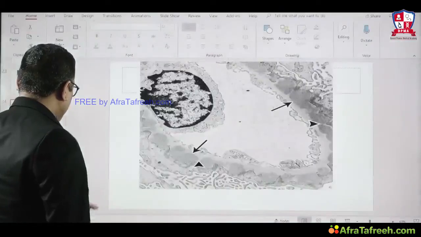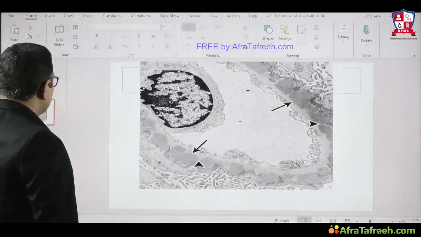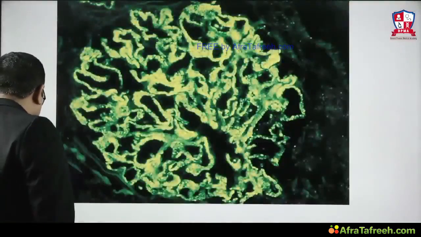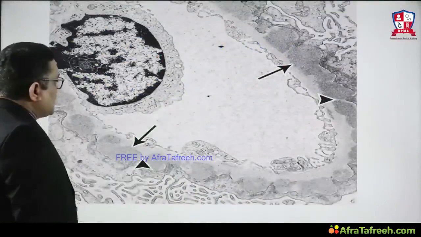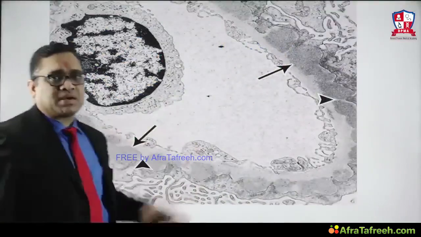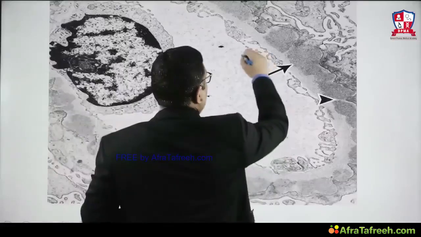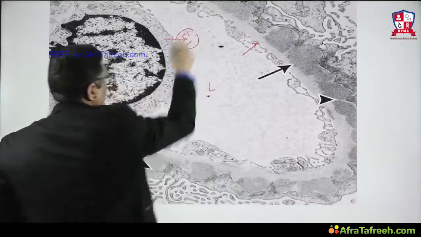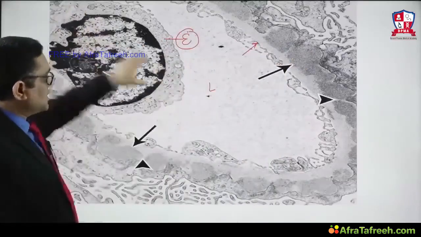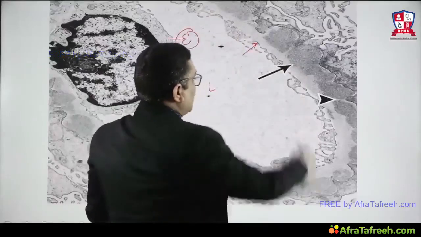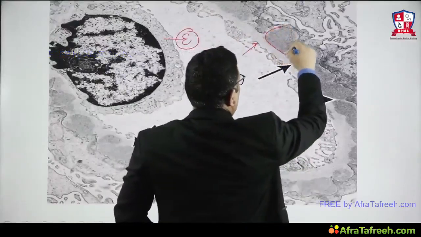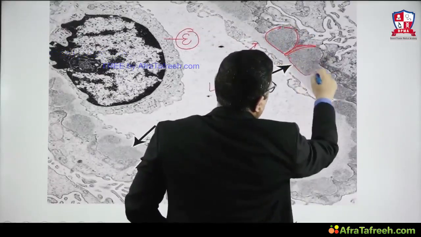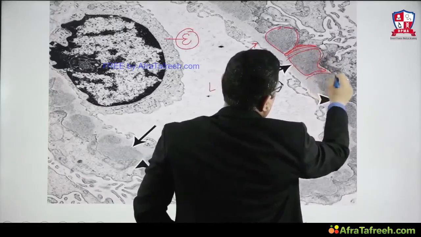Look at the microscopic view. When you are seeing electron microscopy, look at this electron microscopy. This was a previous year AIIMS question also. You can observe that this is the basement membrane, right? This is the lumen and this is the endothelium. So now we are seeing endothelial cell, nucleus, lumen, basement membrane. In the basement membrane, you can observe there are dark gray areas and light gray areas, right?